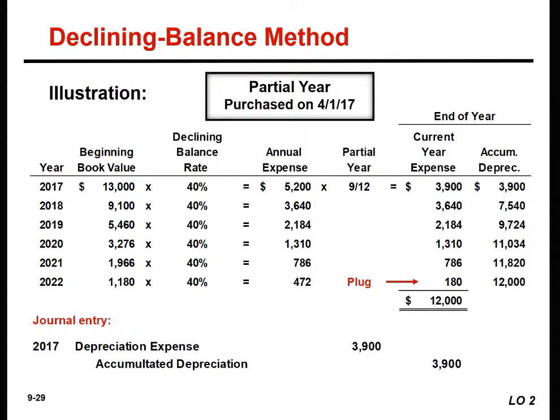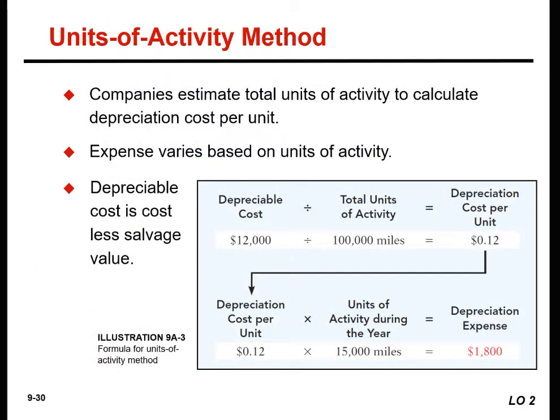Now, the third type of depreciation that we're talking about is the units of activity method. Under the units of activity method, the life of an asset is expressed in terms of the total units of production or the use expected from the asset. The units of activity method is suited to things like factory machinery and items like delivery equipment and airplanes. This method is typically not suitable for things like buildings or furniture because the activity levels associated with those are really difficult to measure.